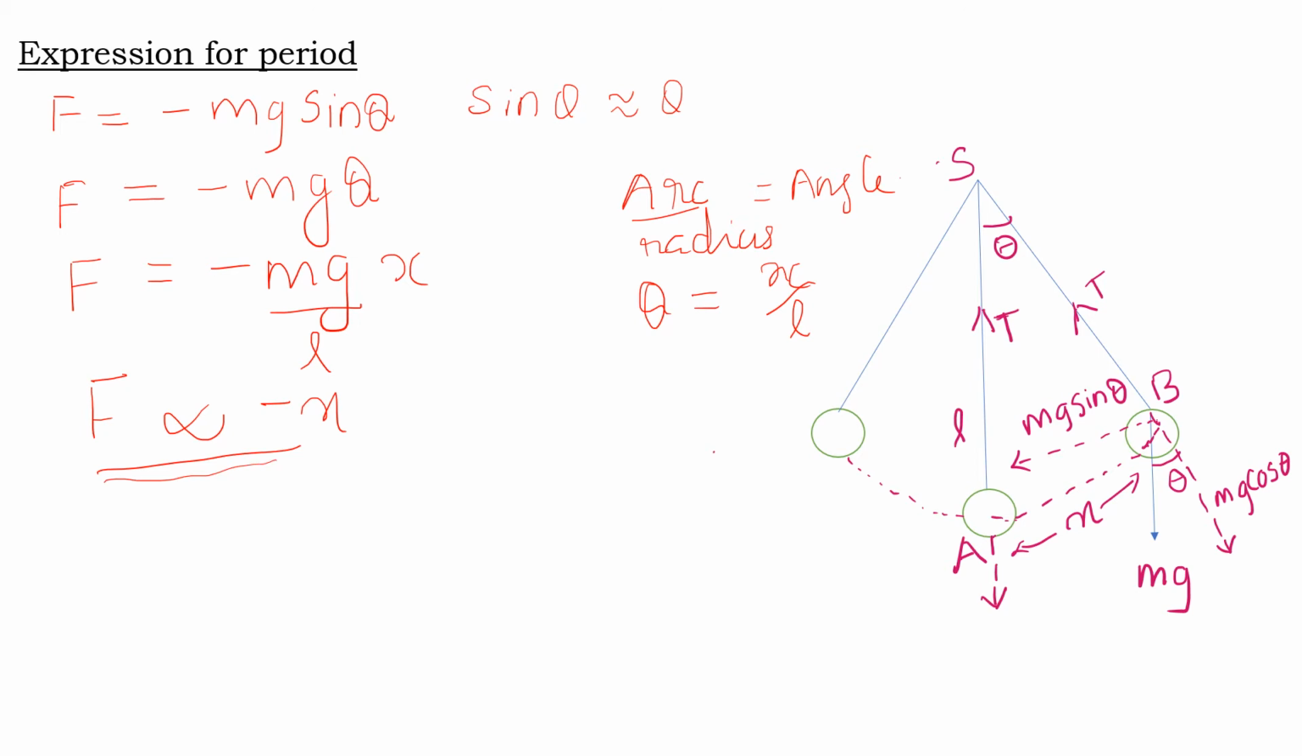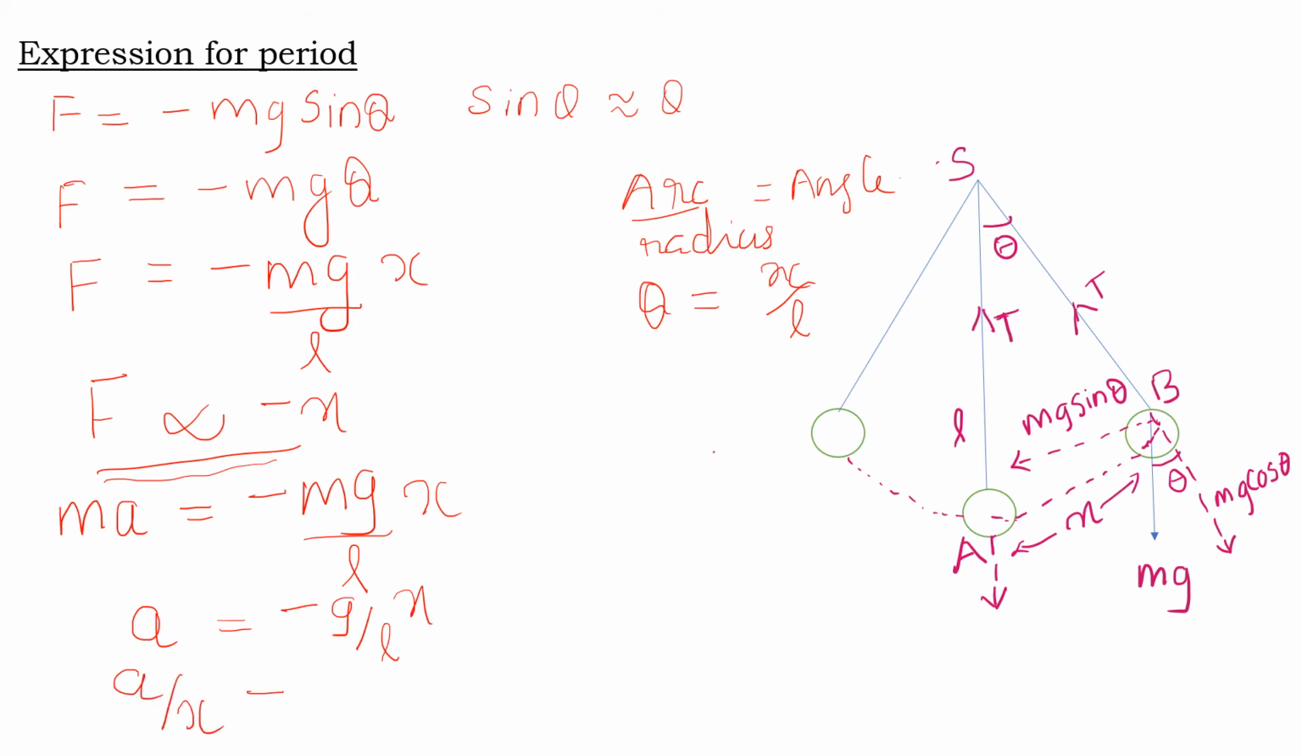And from this equation, that is F is equal to minus mg by L x, substitute the value of F is equal to ma, from Newton's second law. Then the equation becomes ma is equal to minus mg by L into x, or the a can be represented as minus g by L into x, or a by x, that is the acceleration per unit displacement, can be represented as minus g by L.